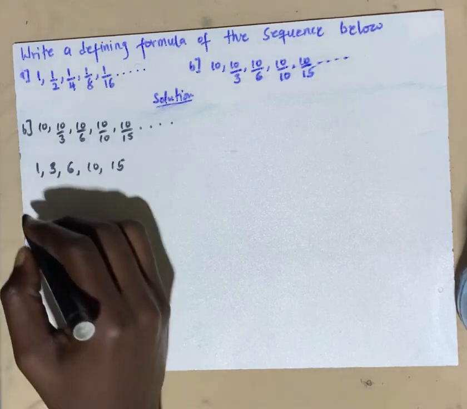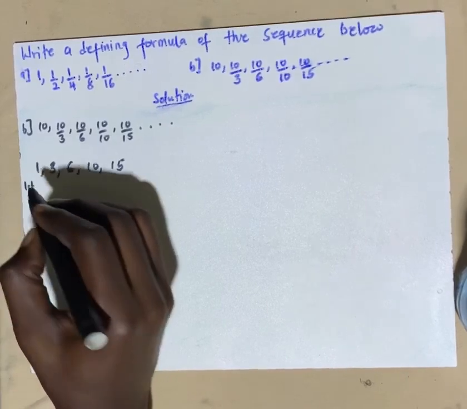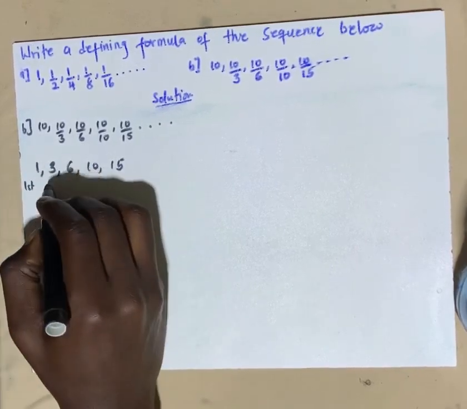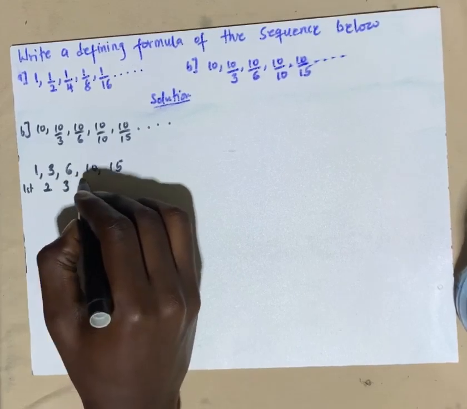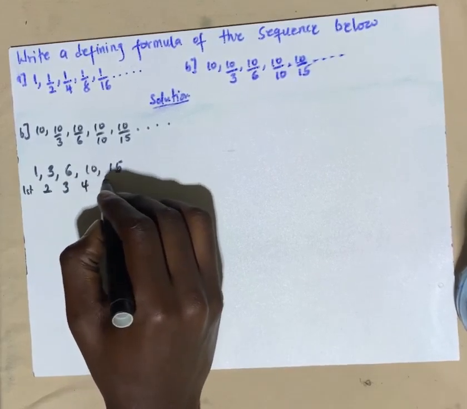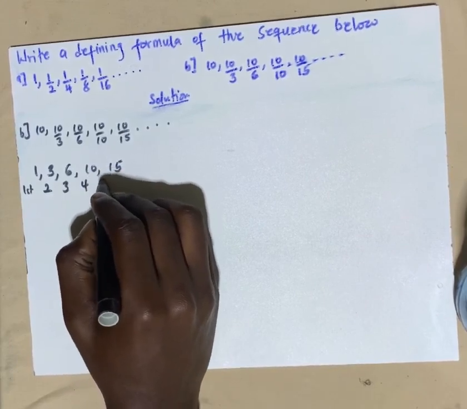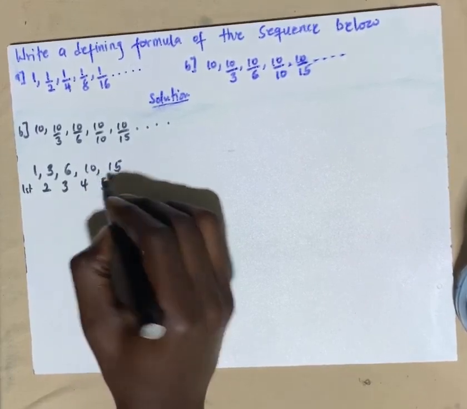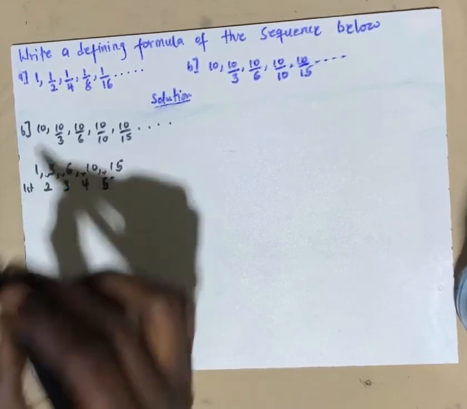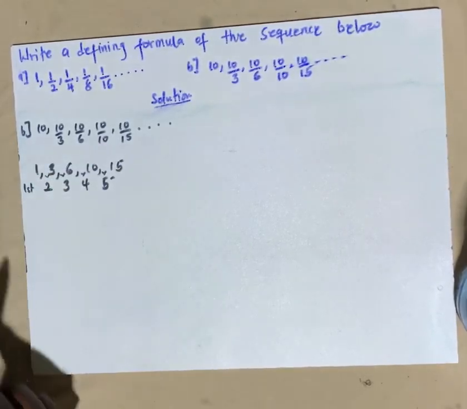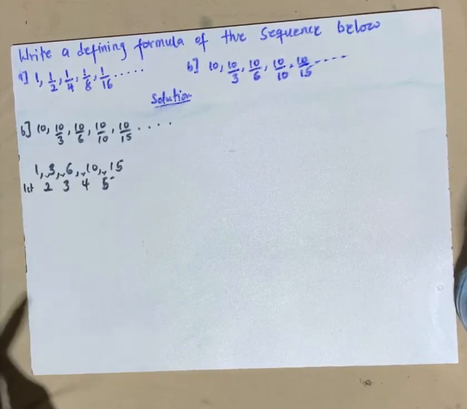So let's find the first difference. When you take the first difference, what do we have? 3 minus 1 is what? Is 2. 6 minus 3 is 3. 10 minus 6 is 4. 15 minus 10 is 5. So this is the first difference. You realize that the differences are not the same.